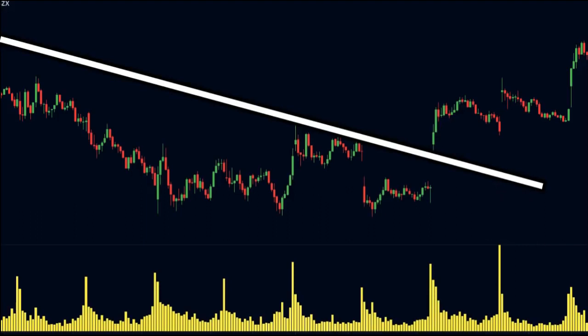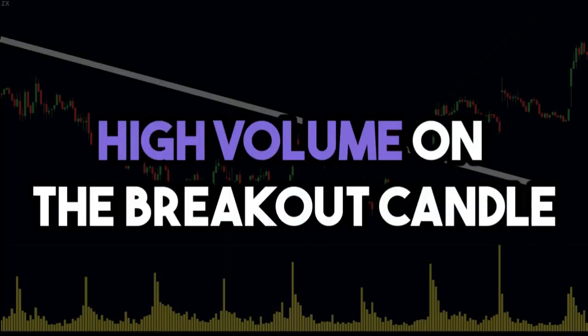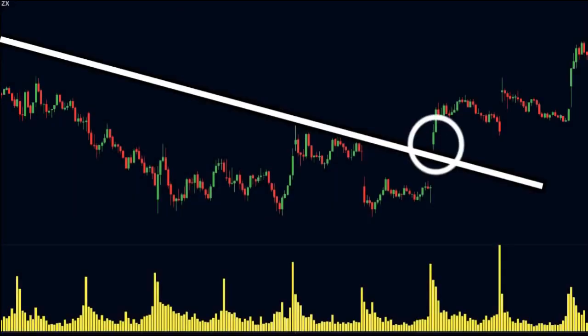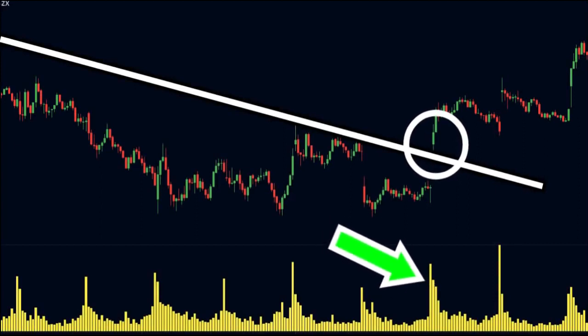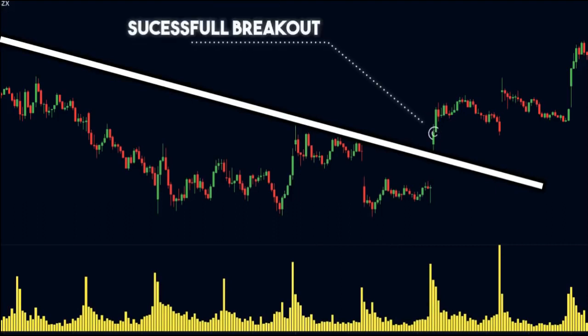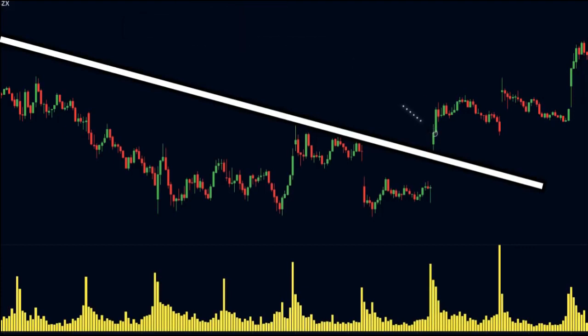To confirm a strong breakout, we want high volume on the candle that broke the trend line. Again, this is the candle that broke the trend line. Now, look at the volume. As we can see, the volume on this candle is relatively higher than the volume for the previous candles. This indicates that the breakout has been backed by a large number of traders. And such breakouts have a very low probability of failure.